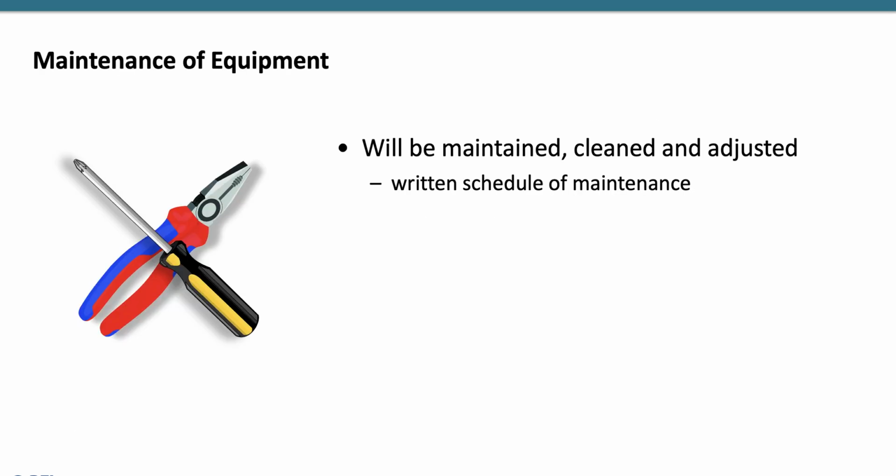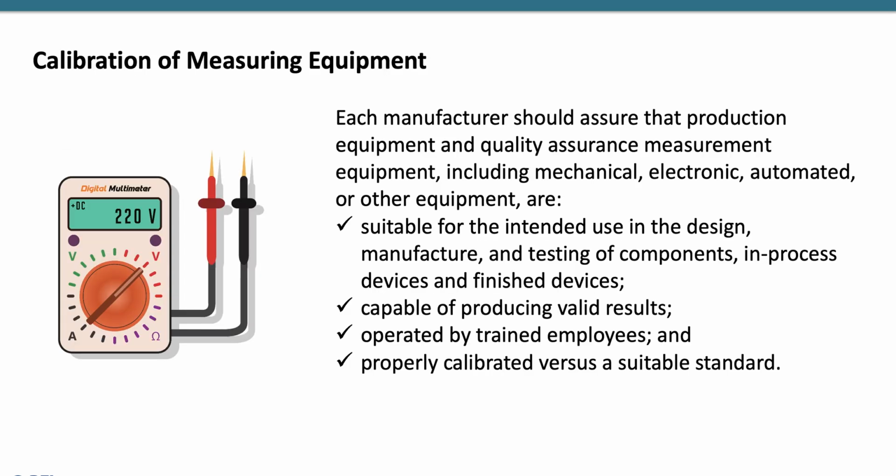We need to make sure that we maintain our equipment. This equipment should be adjusted, should be clean, should be in place and ready for production. All the measuring equipment we use for production should be calibrated. And during the production time, we need to make sure that the calibration date is up to date.